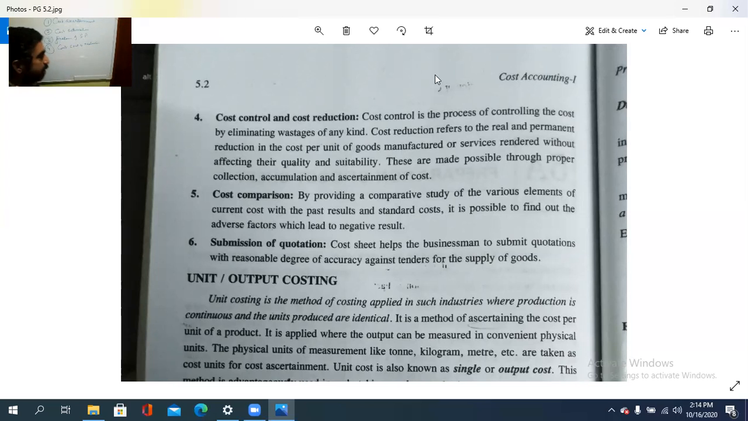Then, cost comparison. Comparing the different costs. Okay, what is cost comparison? By providing a comparative study of the various elements of the current cost with the past result and the standard cost, it is possible to find out the adverse factors which led to the negative result and to rectify it.